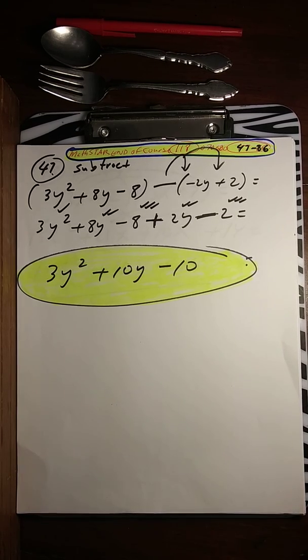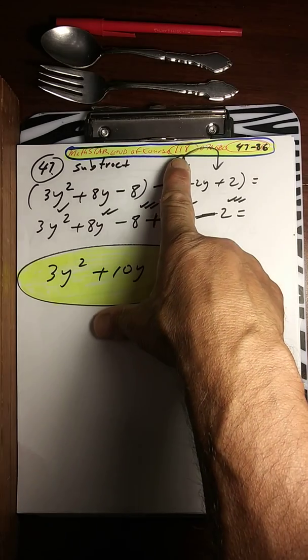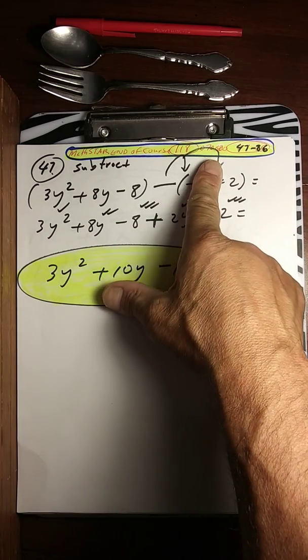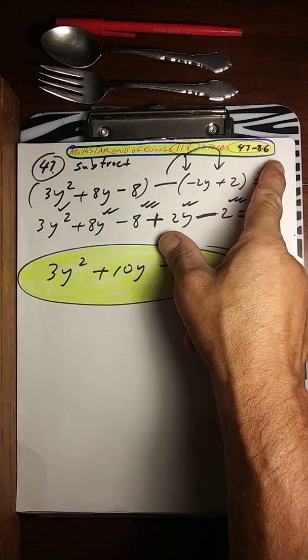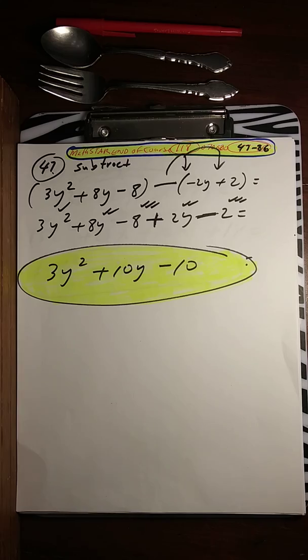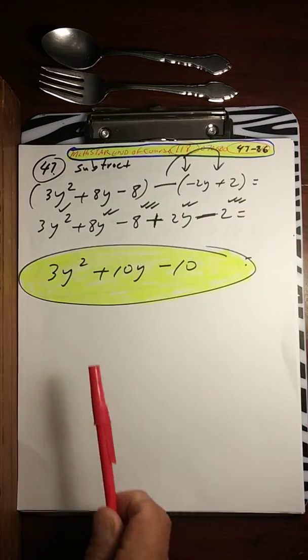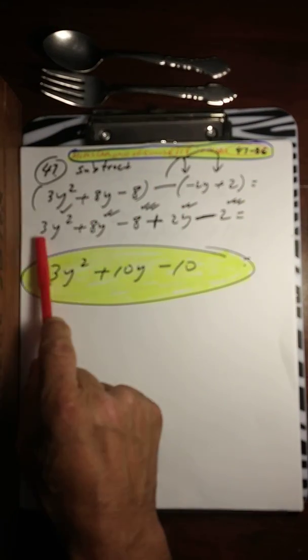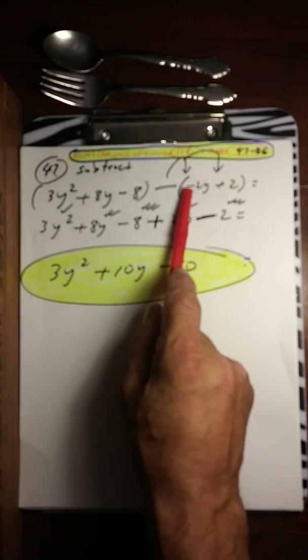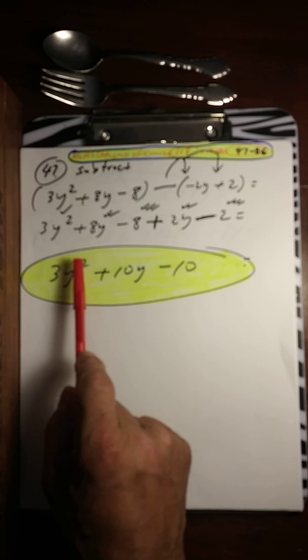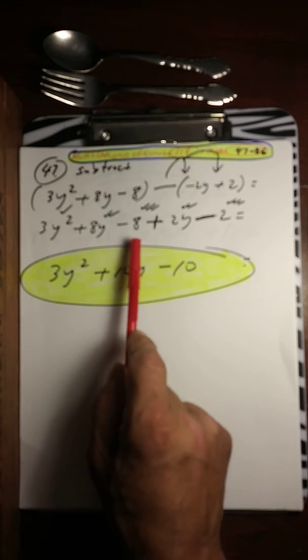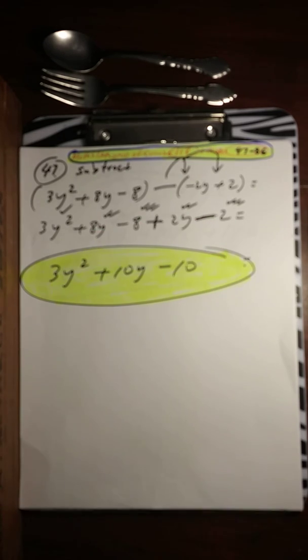Alright, let's go ahead and start the end of course math, problems 47 through 86. Let's start with this. So now we need to subtract these two. So this is going to be, copy it. Negative of negative is positive, negative of positive is a negative. So now we have 3y squared, copy it. 8y, 2y is 10y, and then this one and this one is a negative 10.